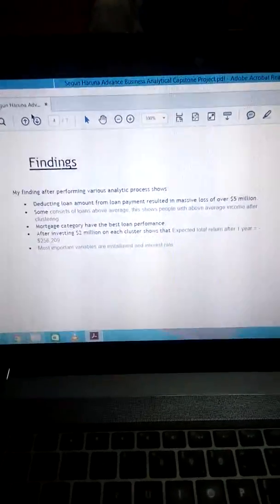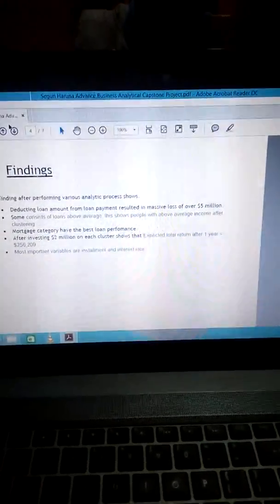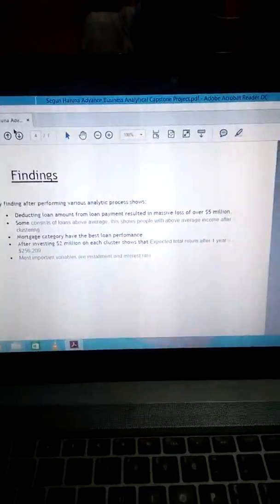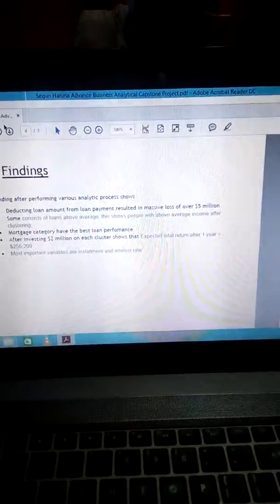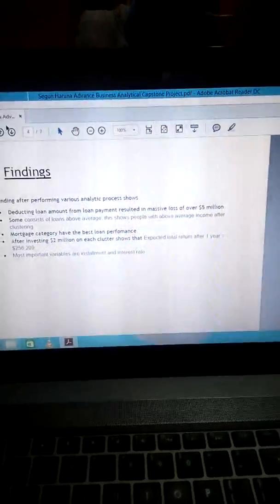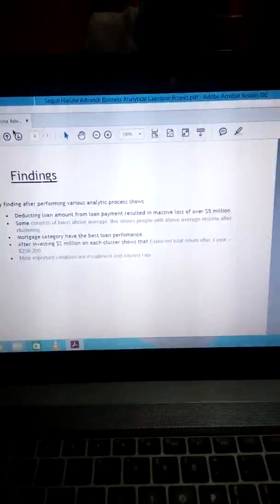Another finding shows that after investing 2 million in each cluster and performing the analysis, I expected a one-year return, and it shows a negative. The next point is that the most important variables are the installment and the interest rate.